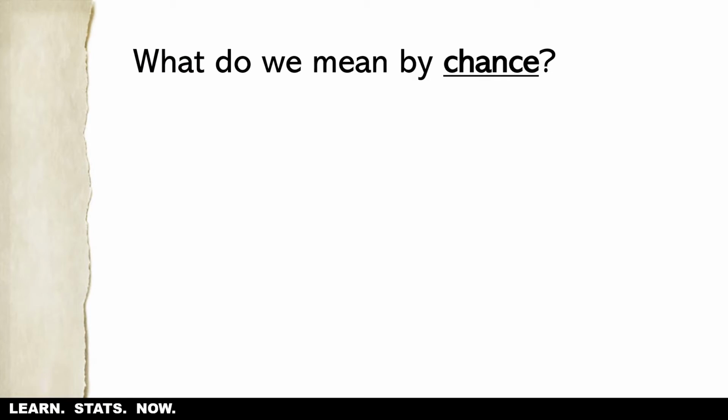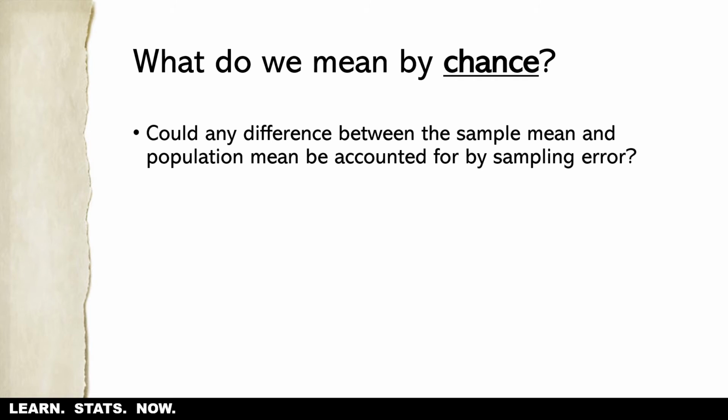Okay, so what do we mean by chance? Okay, chance in a statistical sense is a pretty straightforward concept. Okay, and really it's the answer to this question. Could any difference between the sample mean and the population mean be accounted for by sampling error, right? Because if sampling error could account for the difference, then we'd be really pretty reluctant to say that there was an effect for an intervention or an experimental effect.